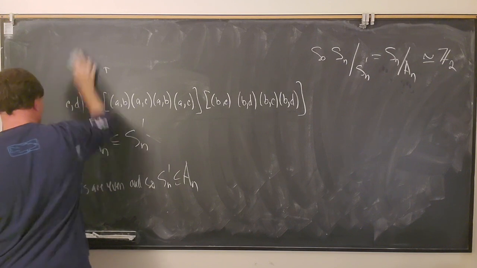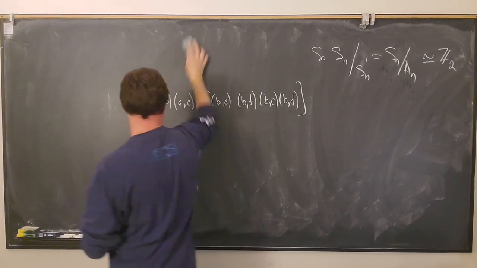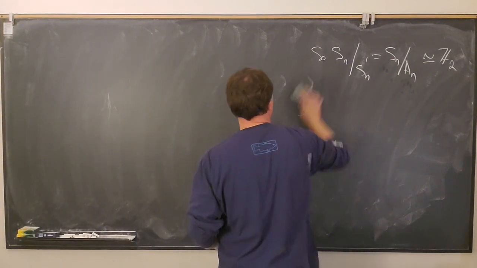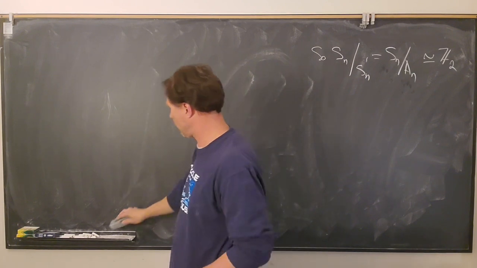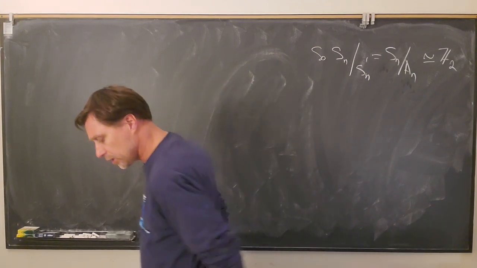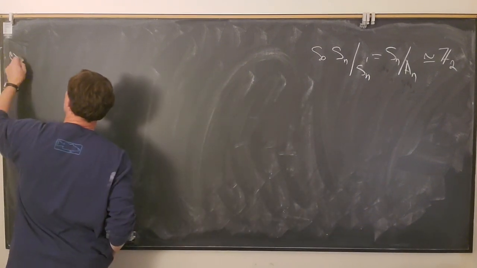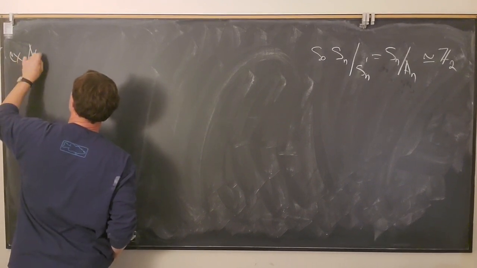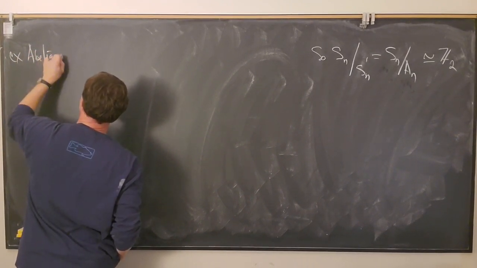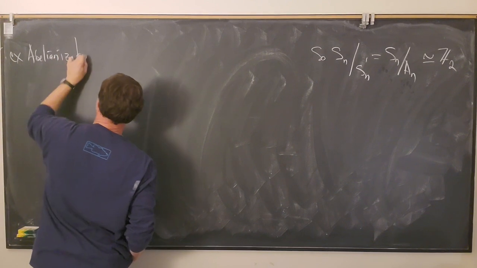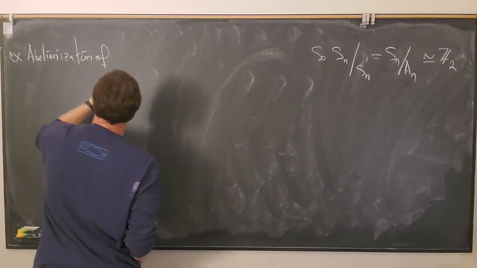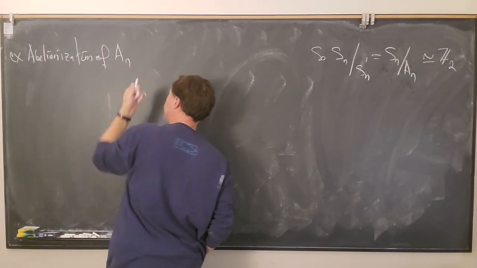All right, let's do one more example, and then I want to talk about why one would actually care about this abelianization. So let's do the abelianization of An.